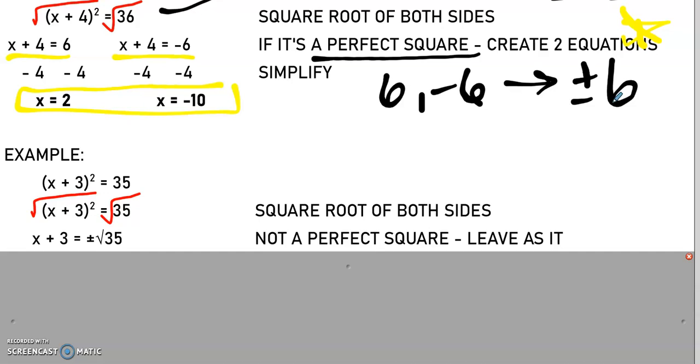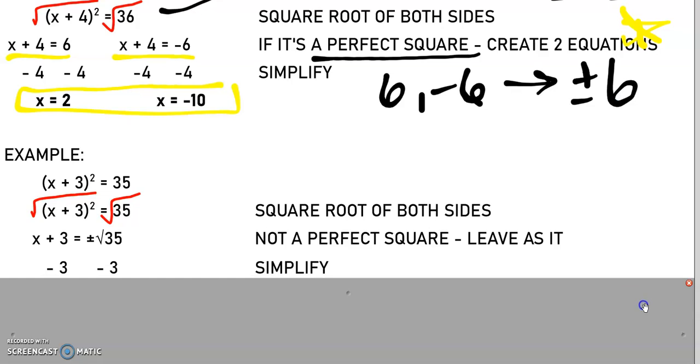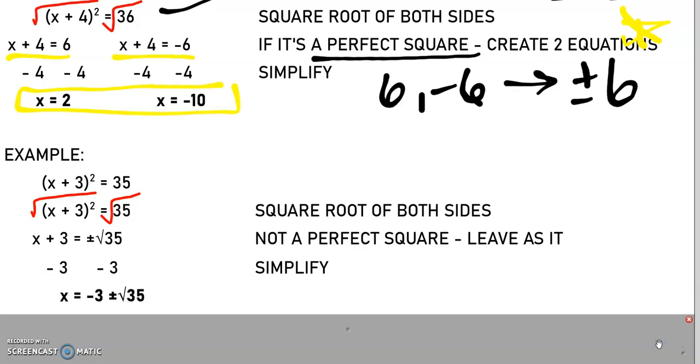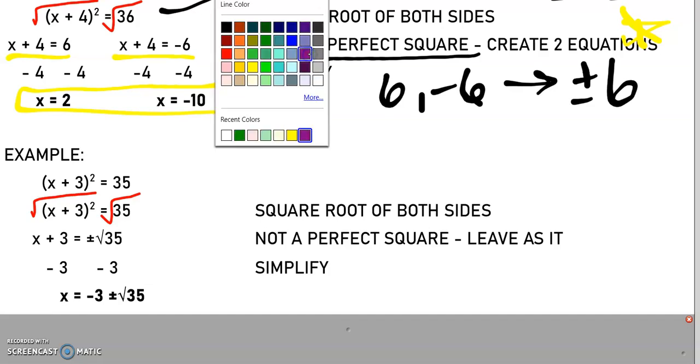Okay, so I just continue to do my next step, get that x alone. I'm going to have to subtract 3 from both sides. And I'll be left with x equals that -3 that I'm subtracting. We write in the front. So that -3 plus or minus the square root of 35. And it's not a pretty answer, I know, but that is my answer and it's fully simplified. Okay?